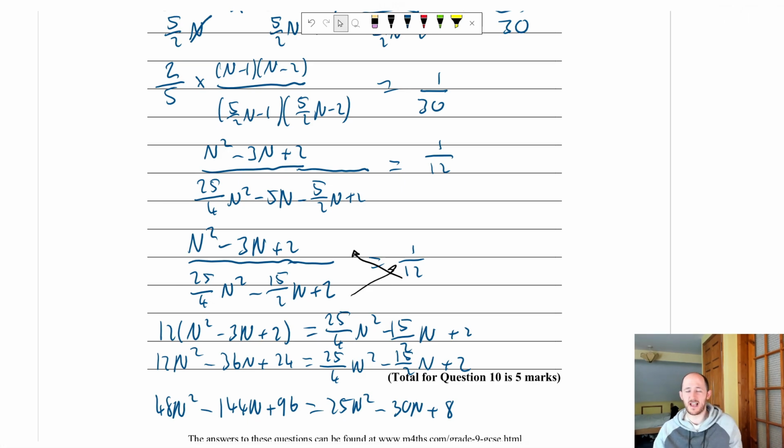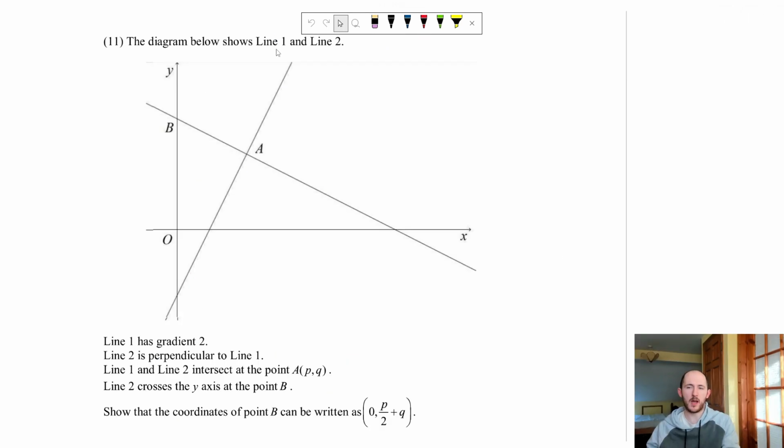Not many marks for a hell of a lot of algebra, to be honest, but it is what it is. The diagram below shows two lines, line L1 and line L2, and it tells us a bit of information about both of those lines. So I can see that this is line 1 because it has a positive gradient, and this must be line 2. And they intersect at the point A, which is (P, Q), so we may as well add that to our diagram.